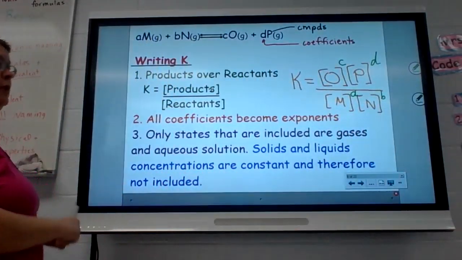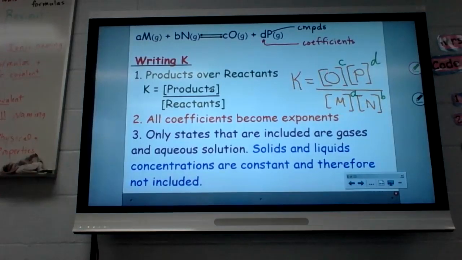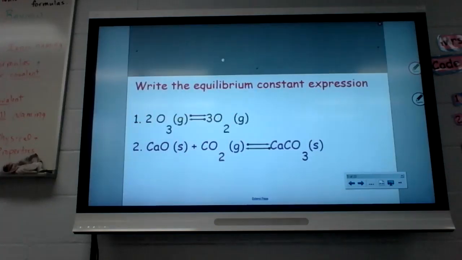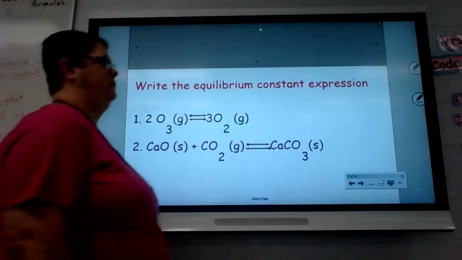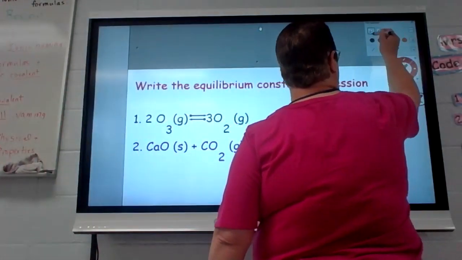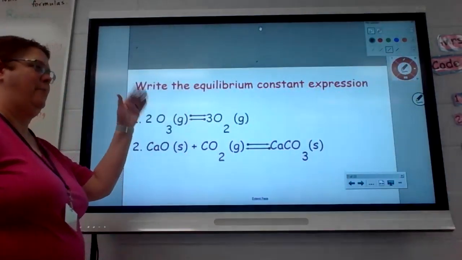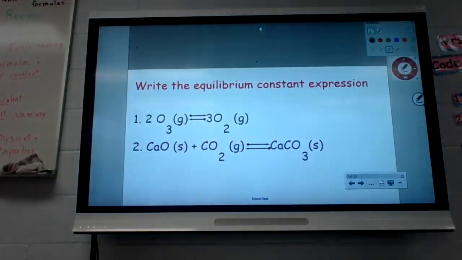Question. These are going to be names, aren't they? No, we're going to do them with real compounds. That was just a fake equation. So if we do these two, they're real. Yeah, these have real compounds.